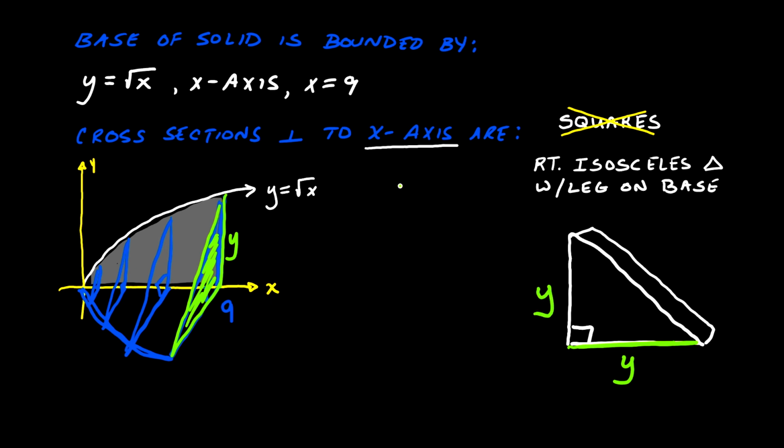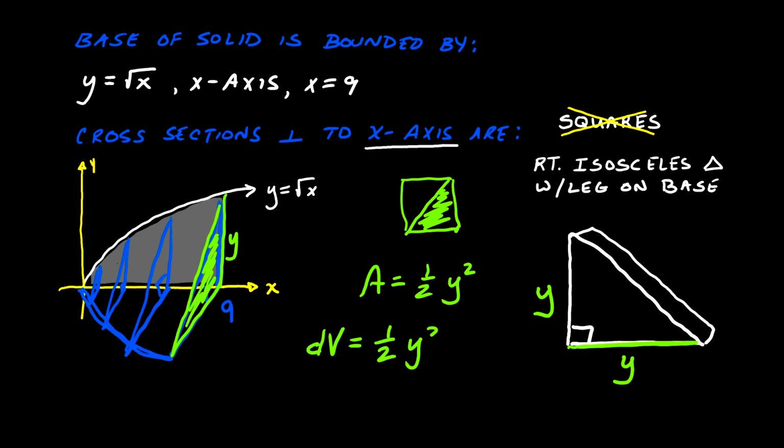And if you think about it, a right isosceles triangle is just half of a square if you cut it using a diagonal. So we know the area of this right isosceles triangle with the leg on the base is simply 1/2 y squared. So our piece of the volume will be dV equals 1/2 y squared. And again, our thickness is dx. I don't want to forget that. So we have dx because it's perpendicular to the x-axis.